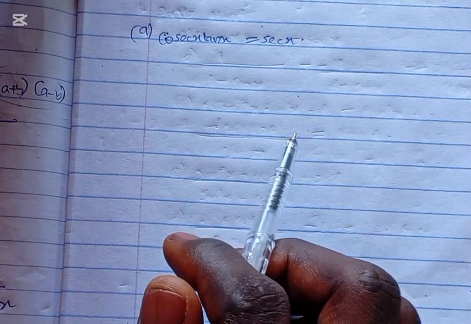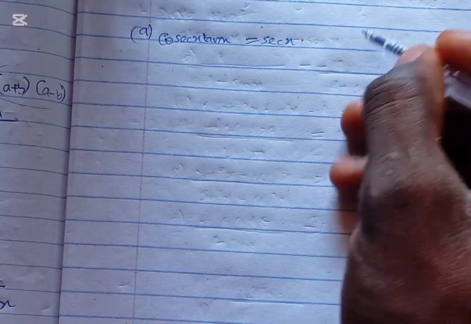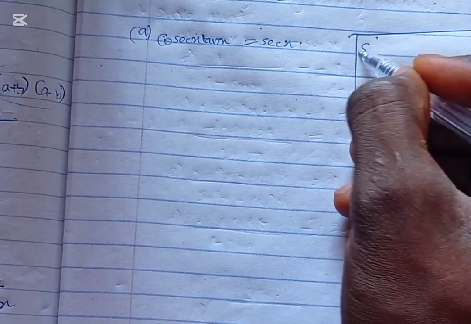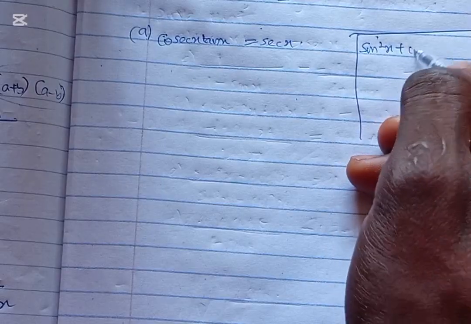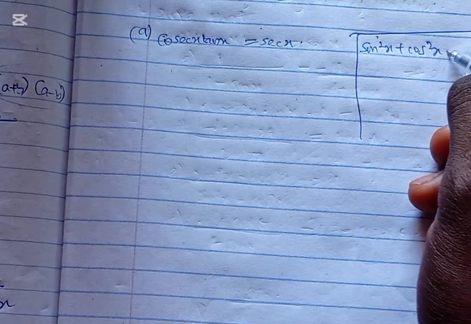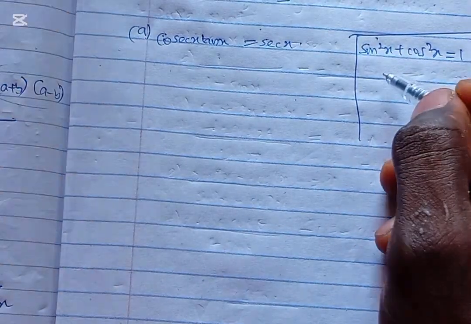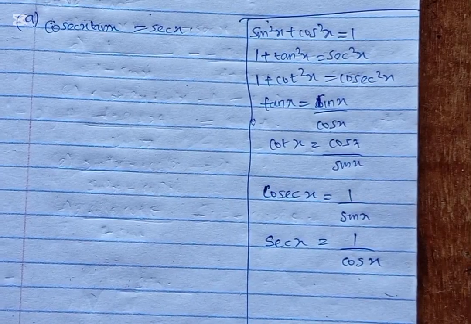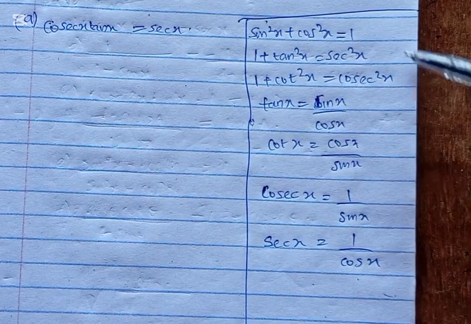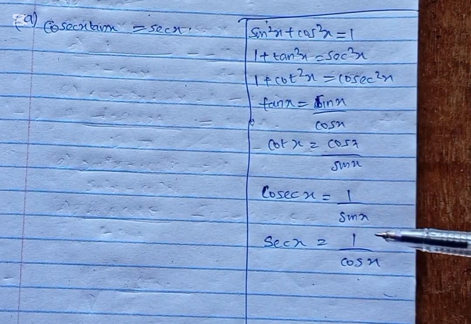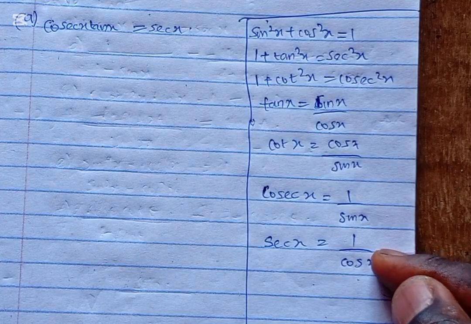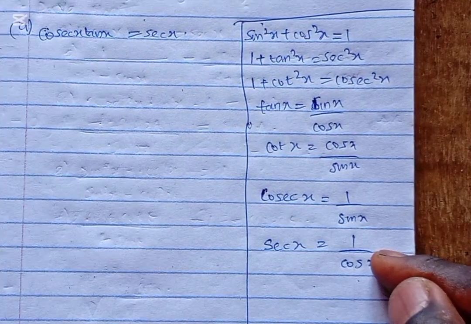Now let's check out this first question. First of all, make sure you keep all these things at the back of your mind. Sine square x plus cos square x is equal to 1. Make sure you learn all this, know how to manipulate them. Do you understand what I'm saying? Know how to manipulate them.